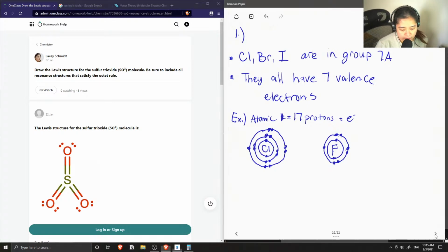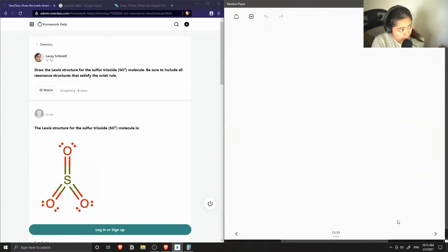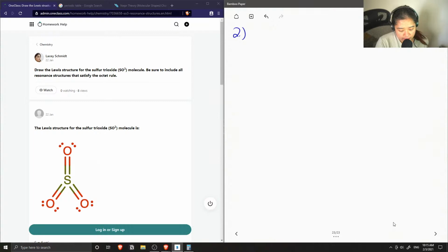Okay, so question number 2 is to draw the Lewis structure for sulfur trioxide molecule. Be sure to include all resonance structures that satisfy the octet rule.